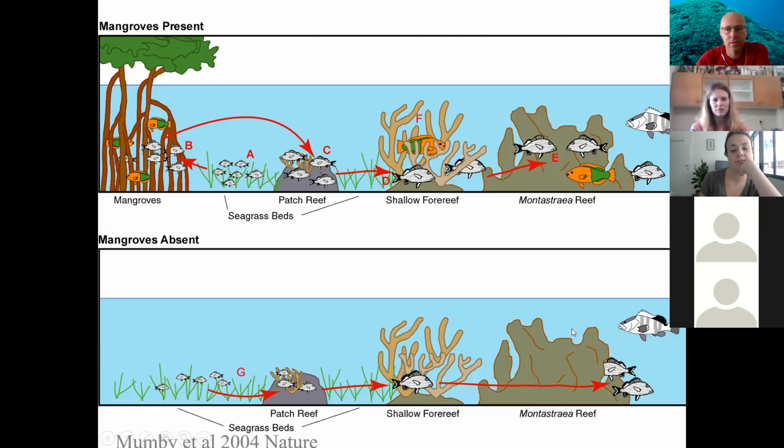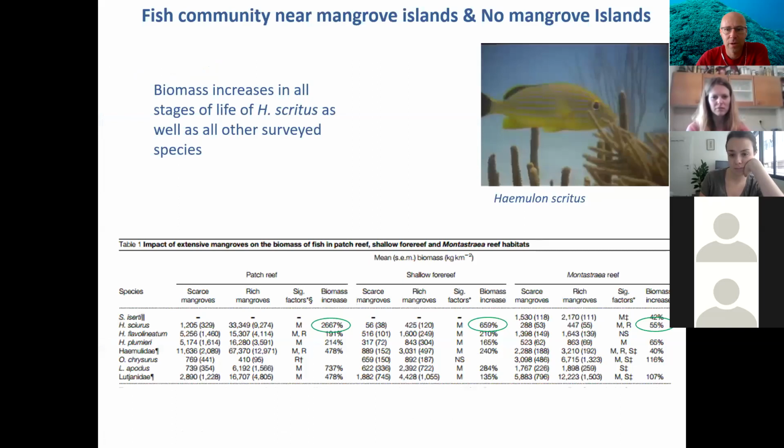The thing about this is not only is the size a little different, when you look at the biomass, you can see a huge difference in the biomass. And you can see here the patch, shallow, and the open reef, fore reef, and just the same one. This is the Scarus, this species. You can see here the difference between the mangrove scarce and the mangrove rich environment, where they're coming from. There's an increase in the biomass of over 2,500, only 2,500. Also happens in the shallow reef, also in the Montastraea reef, which is the fore reef.